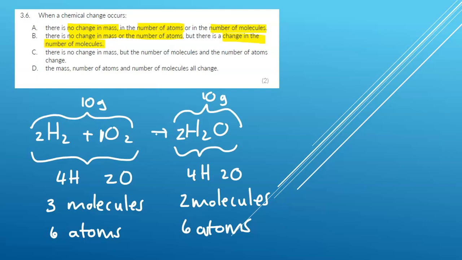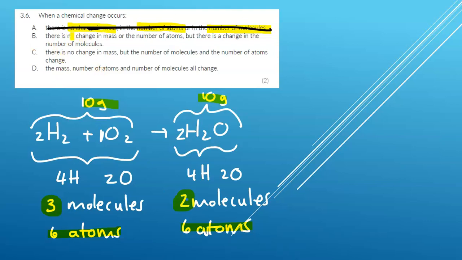All right, so now we test it. Number A says there is no change in mass. That is true. I have 10 and I will end with 10 always. There is no change in the number of atoms. That is also true because I started with 6 and I ended with 6. I checked that. And now they say there's also not a change in the number of molecules. But for this example, that is not true because I started with 3 molecules and I ended up with 2. Okay, so number A is not working.